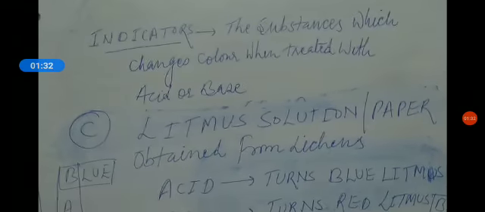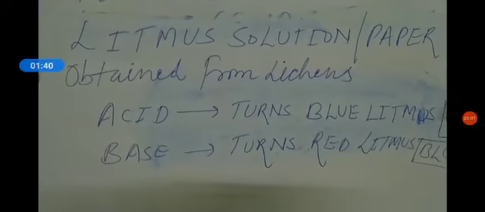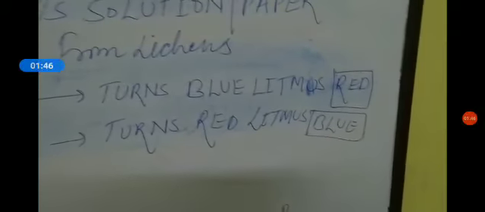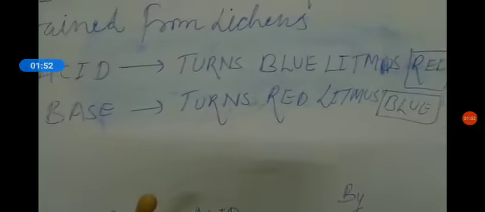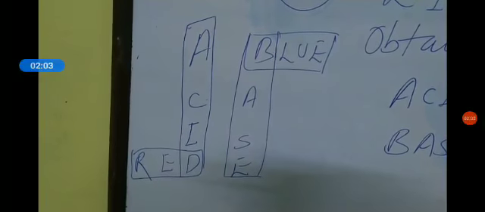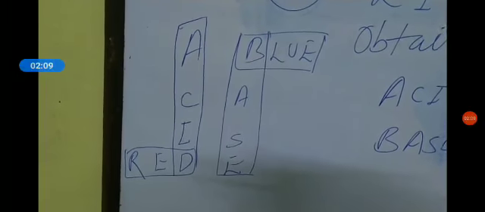The next indicator is litmus solution or litmus paper. It is obtained from lichens. When an acid is treated with blue litmus, it turns red, whereas when a base is treated with red litmus, it turns blue. Now we can understand that acid prefers red color whereas base prefers blue color. It means acid will turn blue litmus to red and base will turn red litmus to blue.